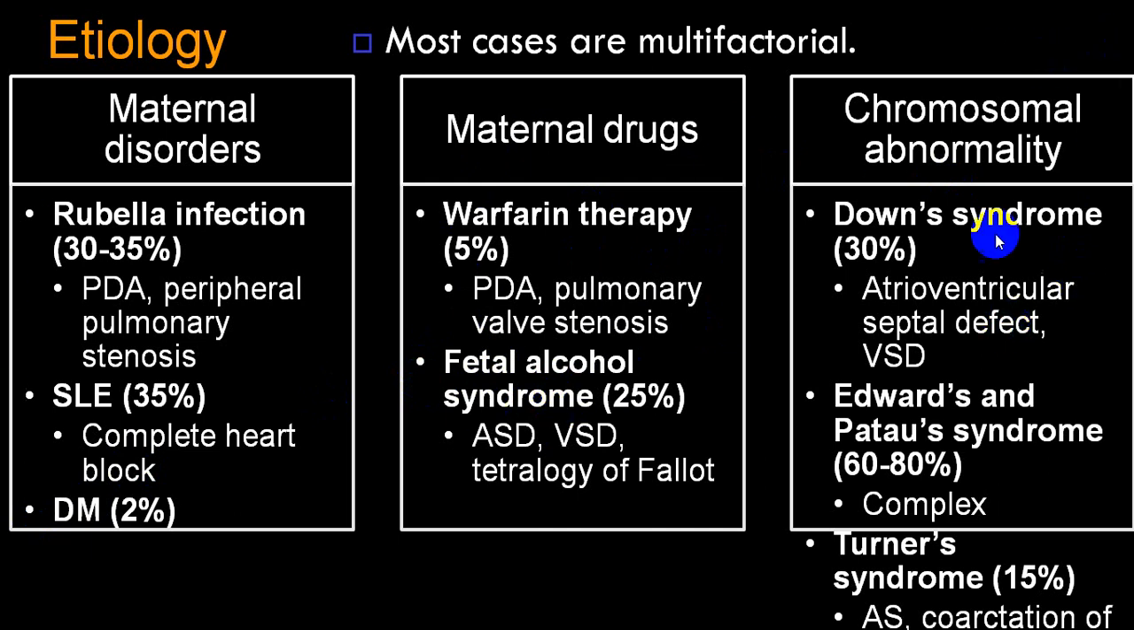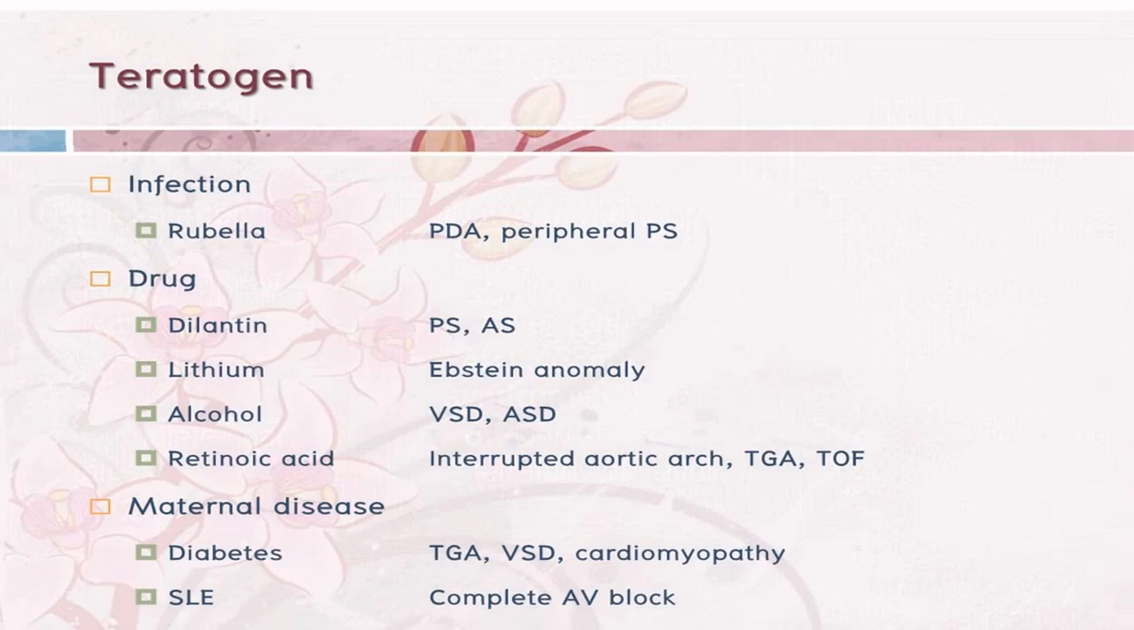Chromosomal abnormality, we have already mentioned two or three conditions like Down syndrome, Turner, trisomy 18, trisomy 21, etc. Some of the teratogenic conditions like rubella, Dilantin, lithium, alcohol, and maternal disease like SLE, diabetes mellitus, type 1 variety, all those.